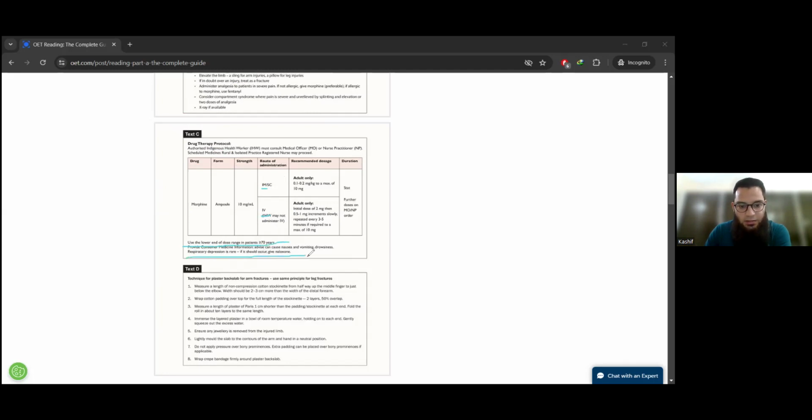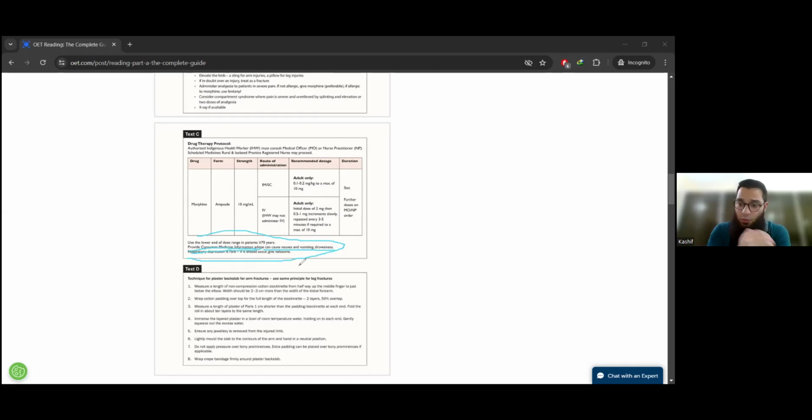Do not neglect the last part of the table, please do not, because sometimes some important information is given at the very bottom of the table. And sometimes in a hurry we tend to just ignore it and carry on with the reading. Like for example, provide consumer medicine information, advise can cause nausea and vomiting and drowsiness. Now these are side effects. It is not written here that these are the side effects, but it is written that provide information and advice that it can cause nausea and vomiting and drowsiness.